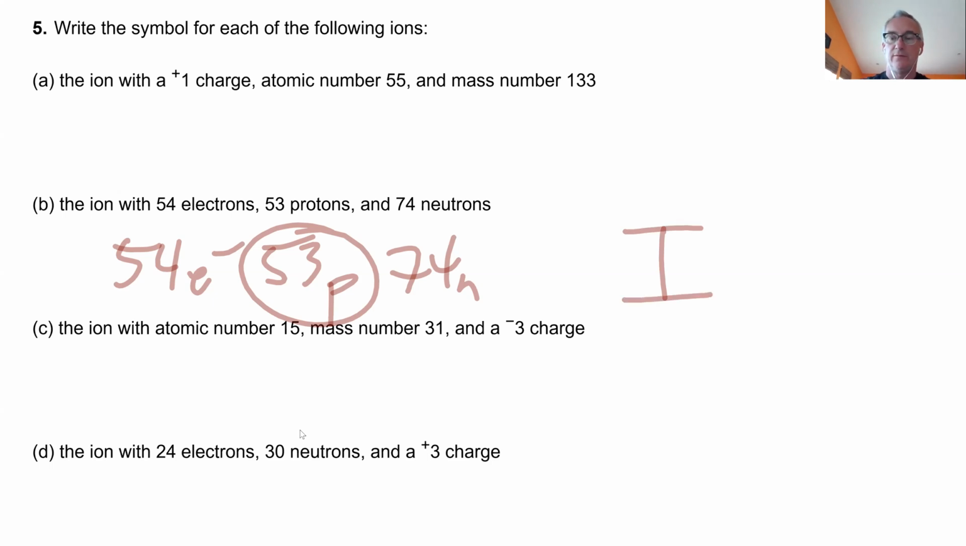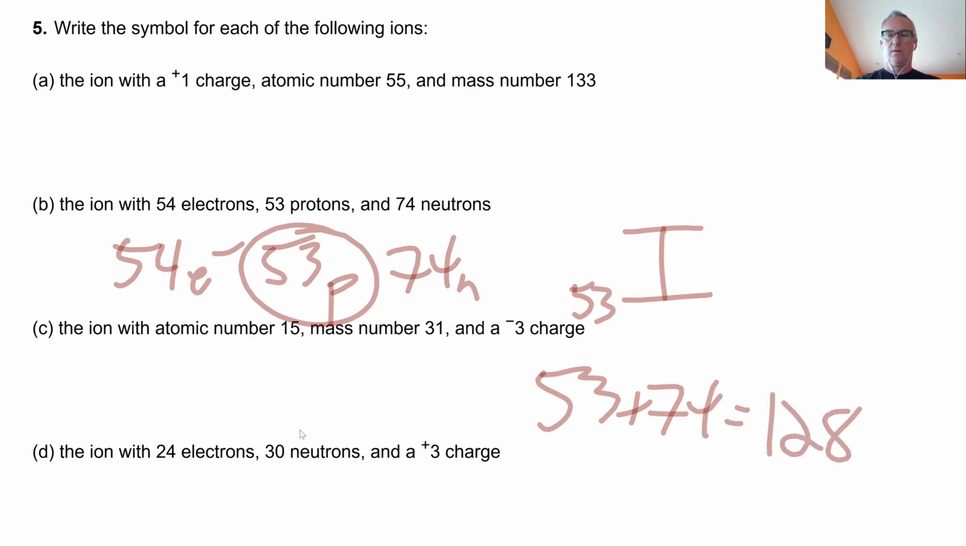And remember, where does the 53 go? The top or the bottom? Left or right? It goes on the left-hand side, bottom. We put the atomic mass on the top. So it's 53 protons. So what's its atomic mass? 53 plus 74, which is 127. So we put the 127 there.